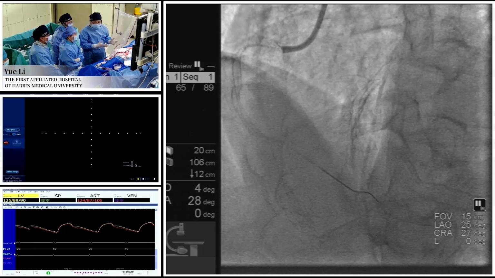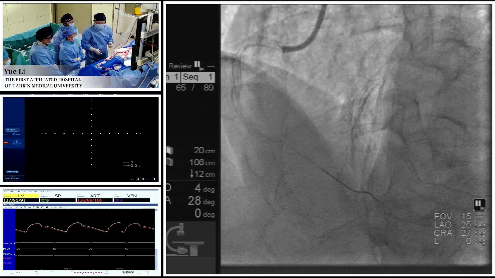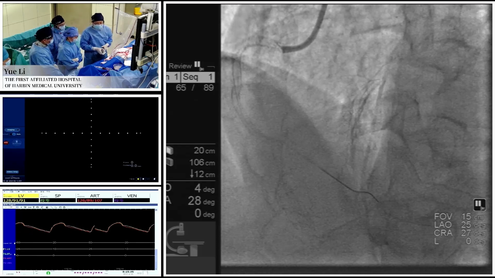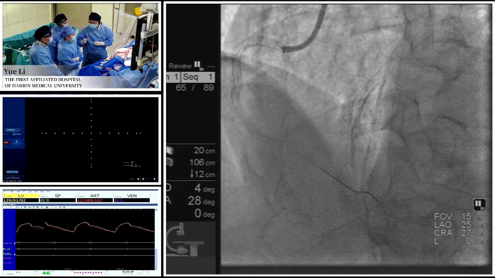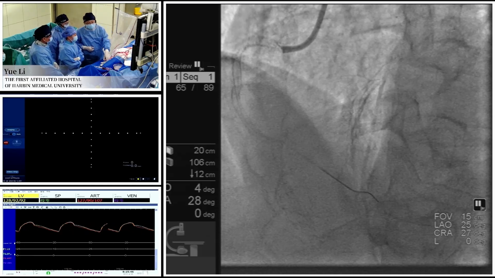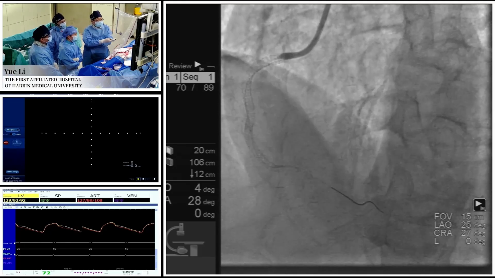So we choose the Glidesheath Slender, GSS sheath. The outer diameter is like a common six French sheath, but could accommodate an advanced seven French guiding. Okay, let's see today's angiogram.